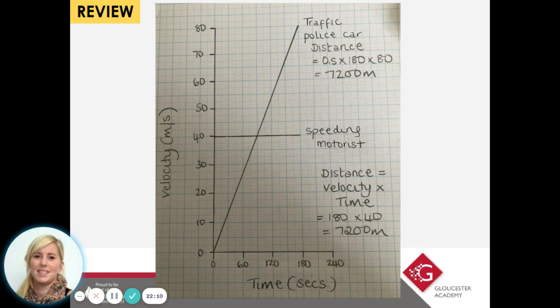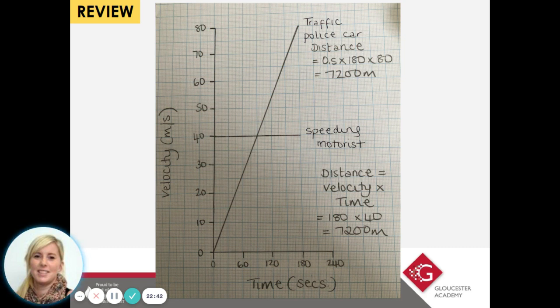And then you can see that you've got that horizontal line for the speeding motorist. So just a constant speed of 40, and then it's labelled as the speeding motorist. So if you've not put a label on your graph to say which line is which, can you do that? And then you've got your traffic police car. So it starts at 0, it's at rest, remember it's in the motorway lay-by, and then it reaches 80 meters per second at 3 minutes, which is 180 seconds. So that was what you needed for A.